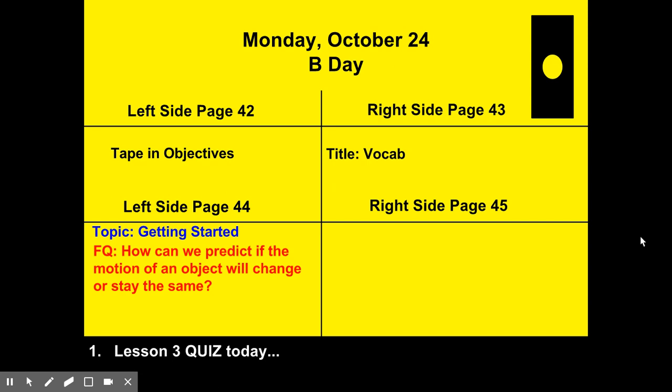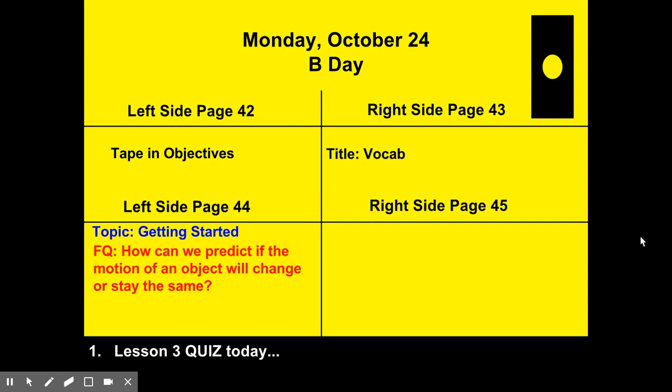We're going to be talking about Newton's first and second laws this week. On page 42, you should have taped in the objectives. We'll talk about that in a minute. Page 43, you should have designated a page for vocabulary for Lesson 4. Some of the work today is going to go on page 44, which is titled Getting Started. How can we predict if the motion of an object will change or stay the same?